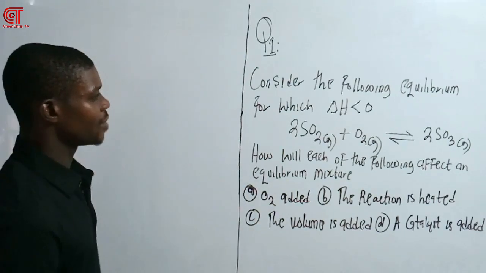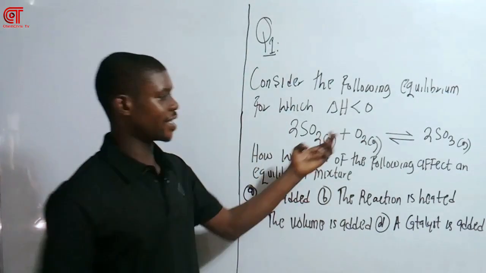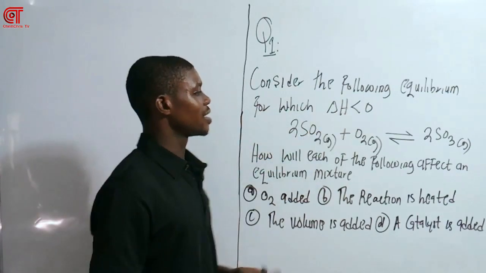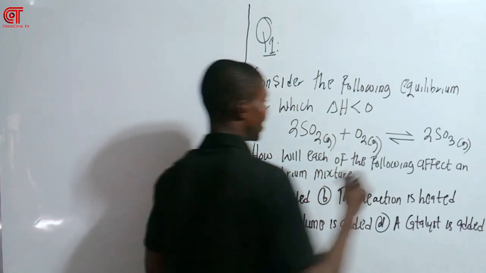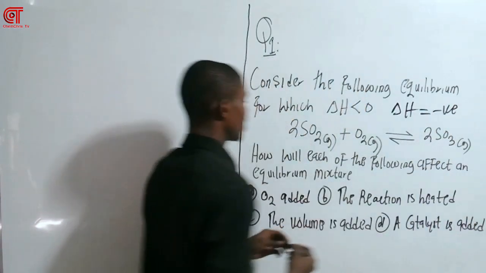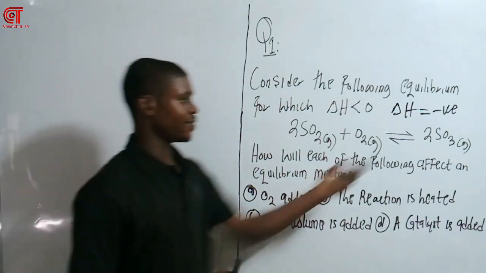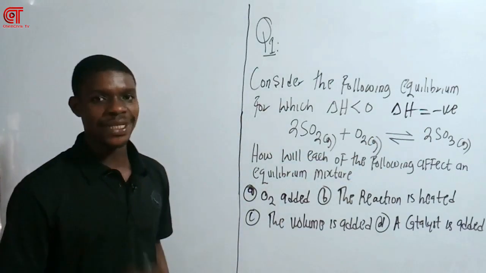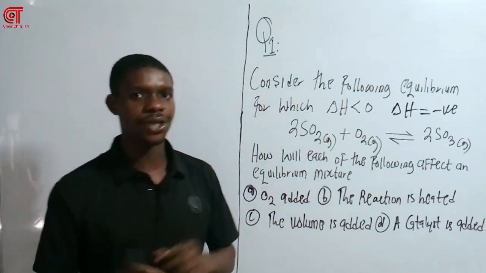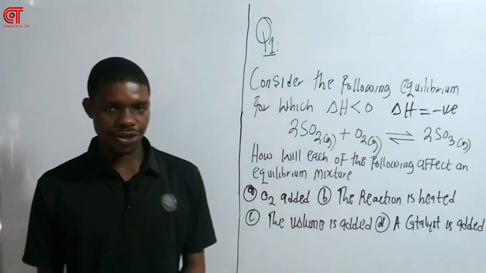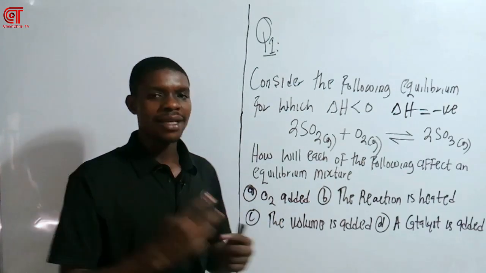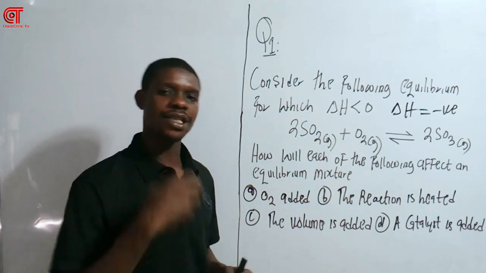So consider the following equilibrium for which delta H is less than 0. When you see delta H less than 0, that means delta H is negative. Whenever delta H is negative, I'm talking about an exothermic reaction. And whenever a reaction is exothermic, looking at Le Chatelier's Principle, the heat will be treated as a product.